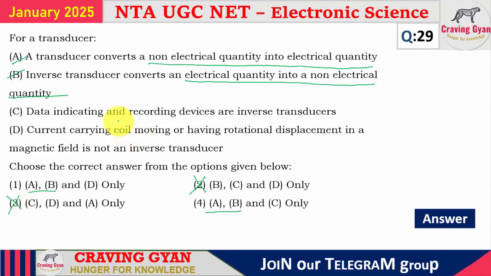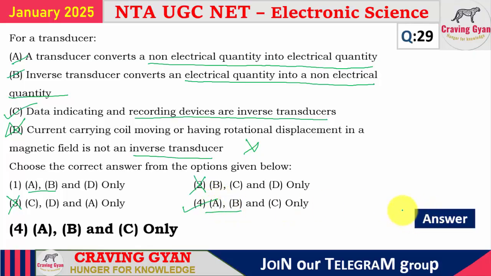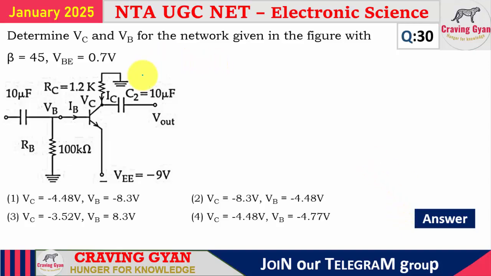Now, data indicating and recording devices are inverse transducer. Yes, they are inverse transducer. Current carrying coil moving or having rotational displacement in the magnetic field is not an inverse transducer, is a wrong statement. So A, B, C is correct. Nothing but which option is going to follow is option 4 is correct. Now look at the things.